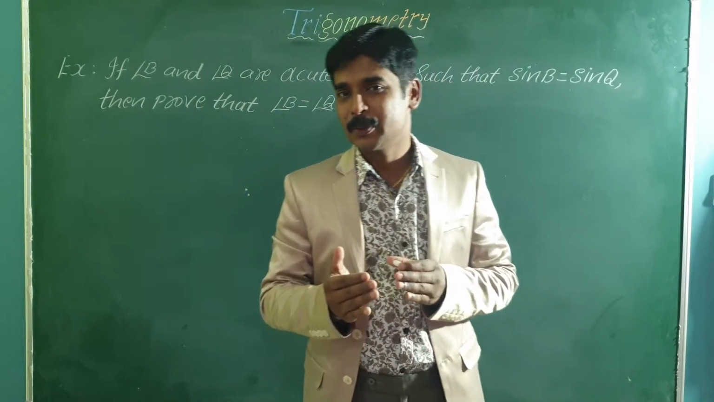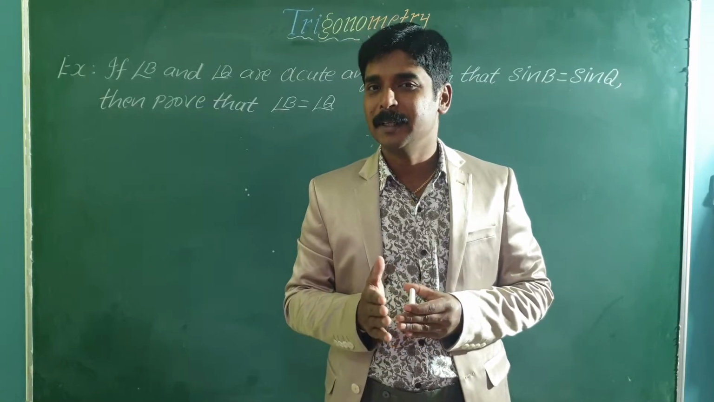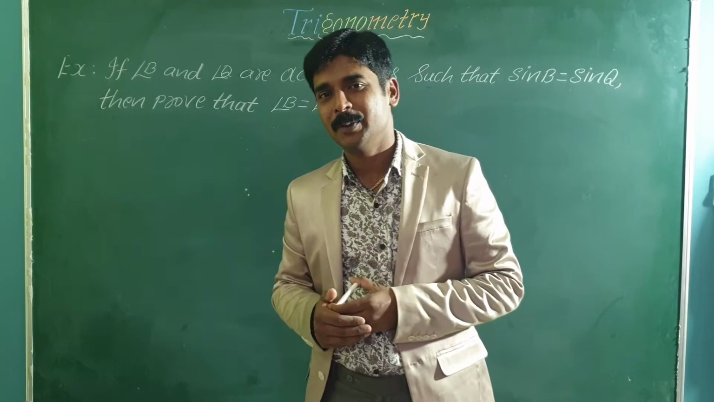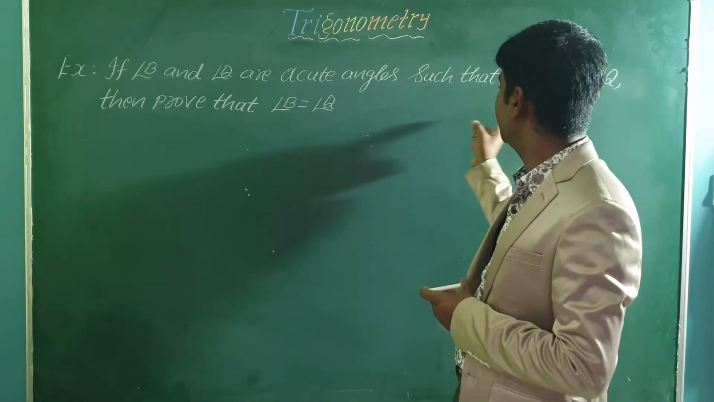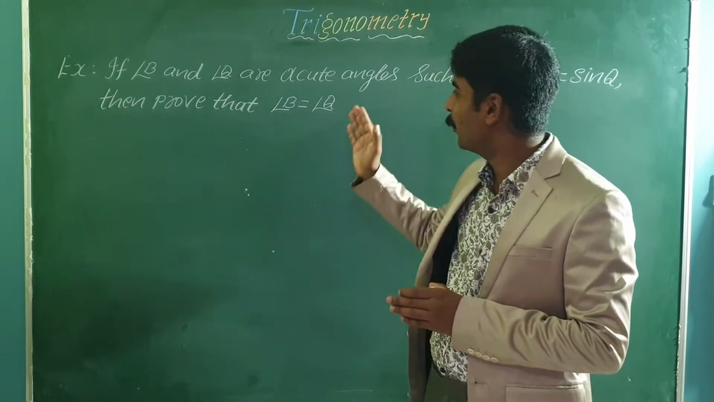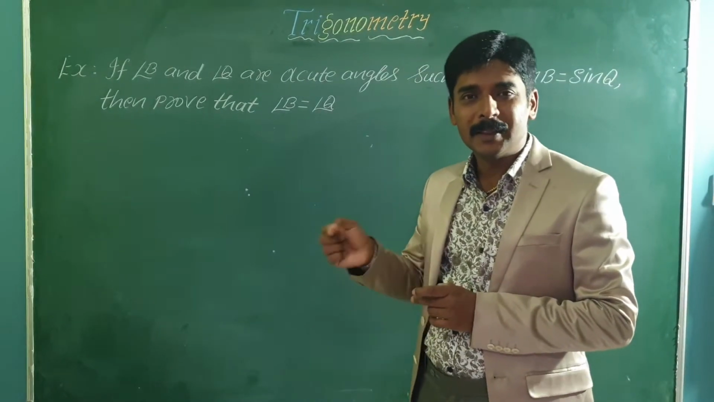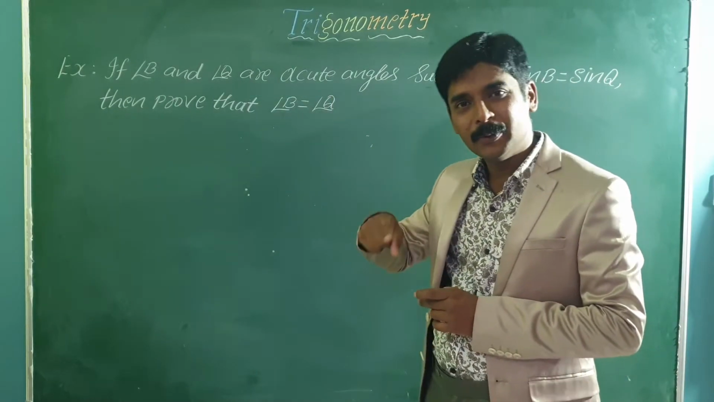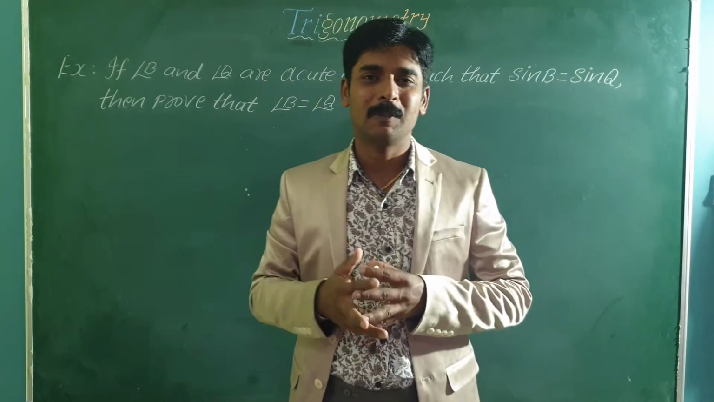If you have understood the previous two varieties of problem that I have explained in the previous classes, then in this problem you must notice that they have not given the value of any trigonometric ratio, or they have not mentioned anything about the sides of a right angle triangle. So you can't think of solving this problem the way you have solved the previous two problems. Then how to solve this problem?